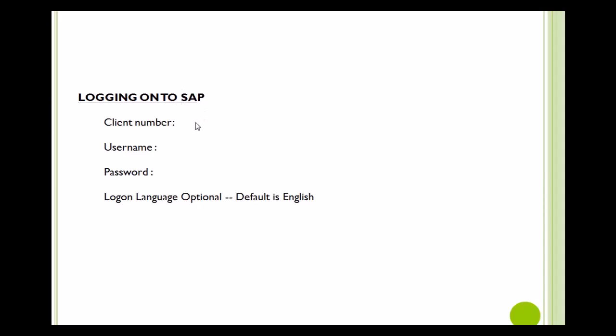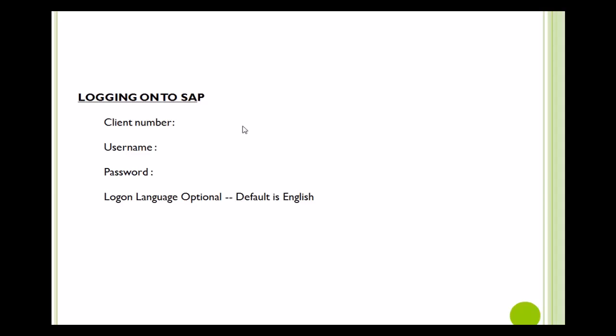Here it is required to log on with a client number, username, password, and logon language, which is optional. The default is English. If nothing is specified, it will take English as the default. When you say client number, there are different clients. IDES system, International Internet Demo Education System. Right, 800 is a client, 810, 811, 812, and so on. All these clients we used to call IDES clients.